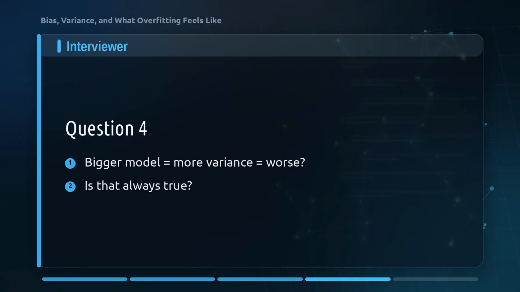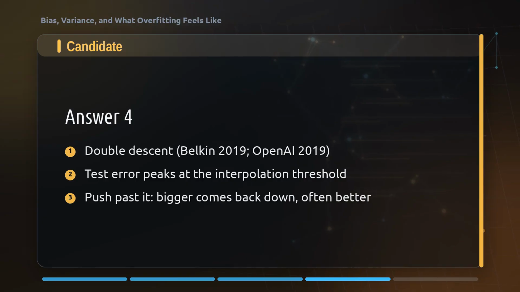Now, the one that surprises people. Conventional wisdom says a bigger model means more variance and worse generalization. Is that always true? No, and this is where the classic U-shaped curve breaks. There's a well-documented effect called double descent. Belkin and colleagues laid it out in 2019, and there's a deep learning version from OpenAI the same year.